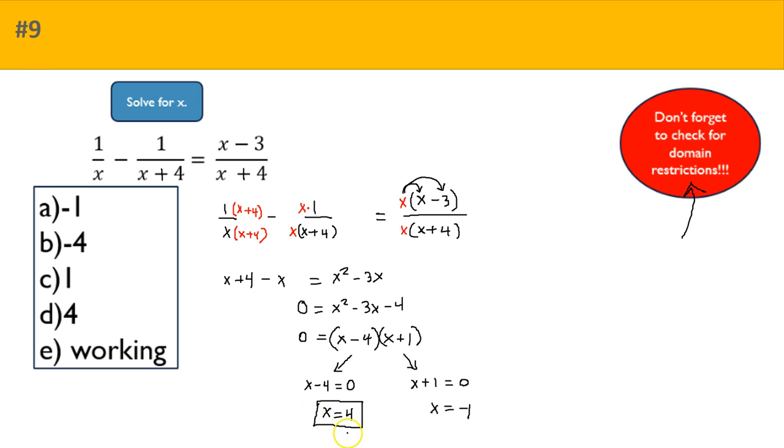This is a solution. And then if we take x and distribute and include negative 1 in for x, we'll notice that we will also not get 0. So this is also another solution. So we have two solutions to this equation: x equals 4 and x equals negative 1.